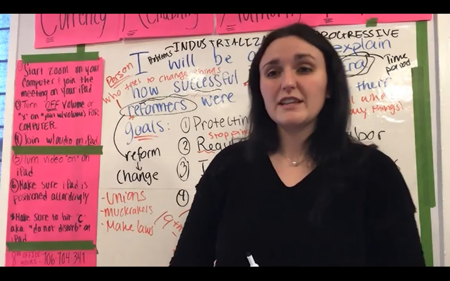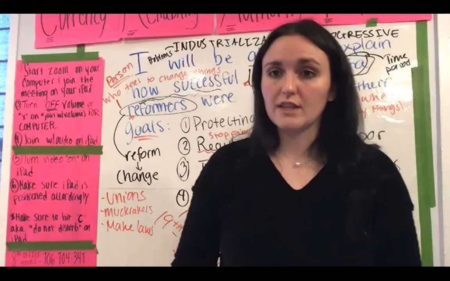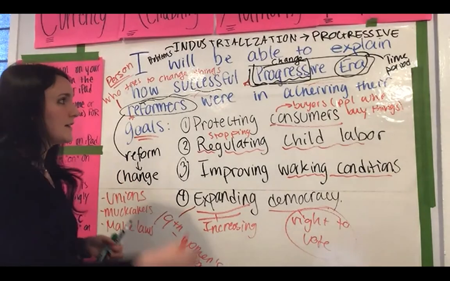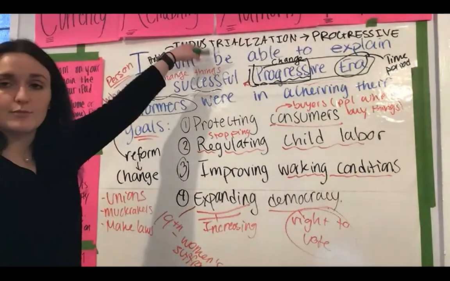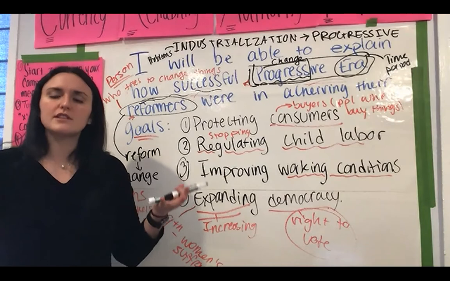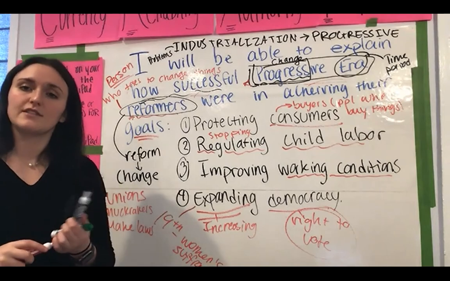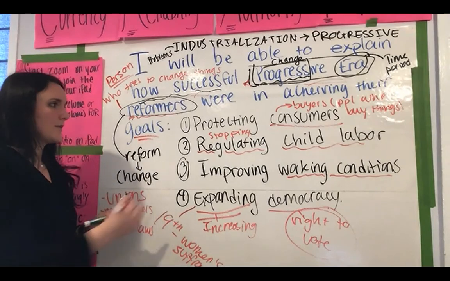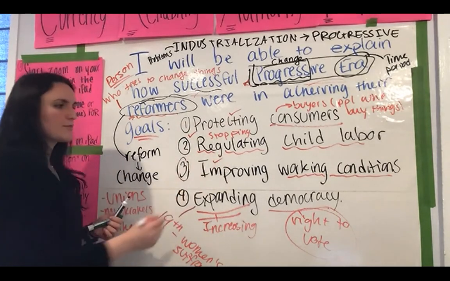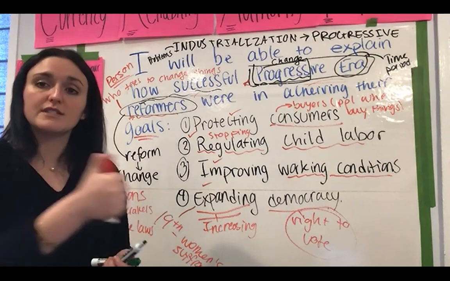We know there are definitely different steps that people are going to have to take in order to solve the problems of industrialization. In today's lesson, we're going to look at some of the steps that were taken during the Progressive Era to solve those problems. And we'll judge for ourselves how successful the people trying to make a change were. Did they really get what they wanted? Were they able to protect consumers? Were they able to regulate, meaning stop, child labor? Were they able to improve working conditions? Were they able to expand democracy? You'll find out today through your document study.